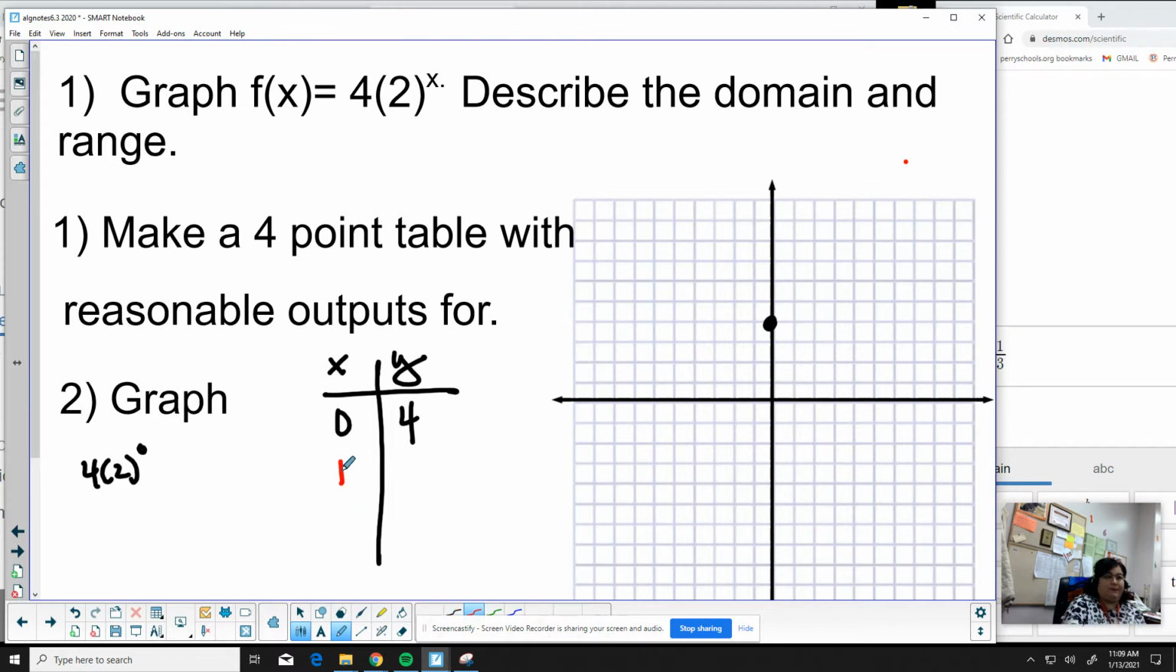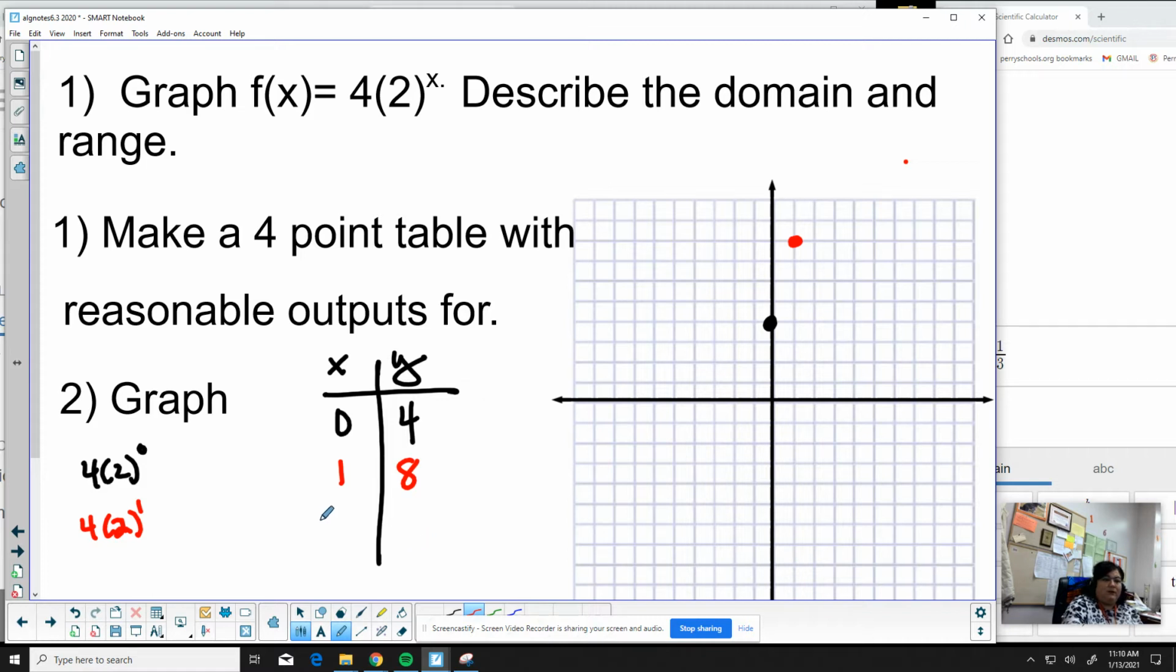Let's try 1. Okay, so 4 times 2 to the 1. So 2 to the 1 is 2, times 4 is 8. So that fits nicely on the graph. Okay, if I do 2, that's going to put me at 16, which is way off the graph. So I don't want to do that.